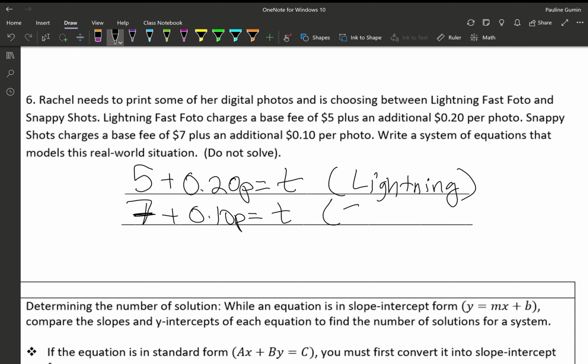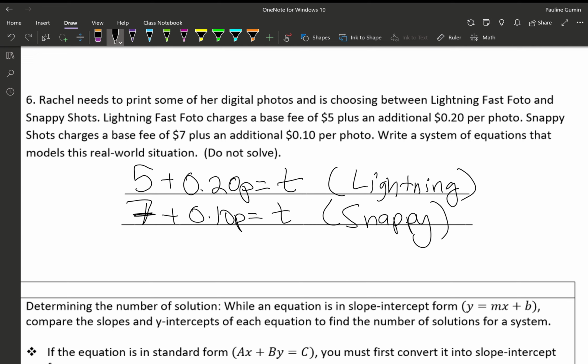So depending on the amount of photos Rachel needs to print, she'll go either with lightning or snappy. Maybe they're going to cost the same. Maybe one will cost less. So this is where that would be important.